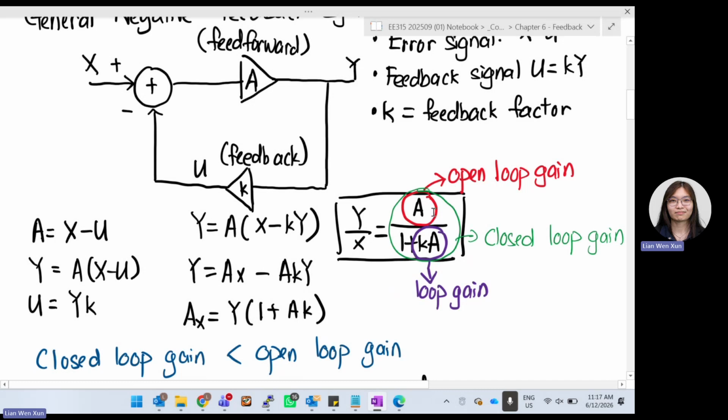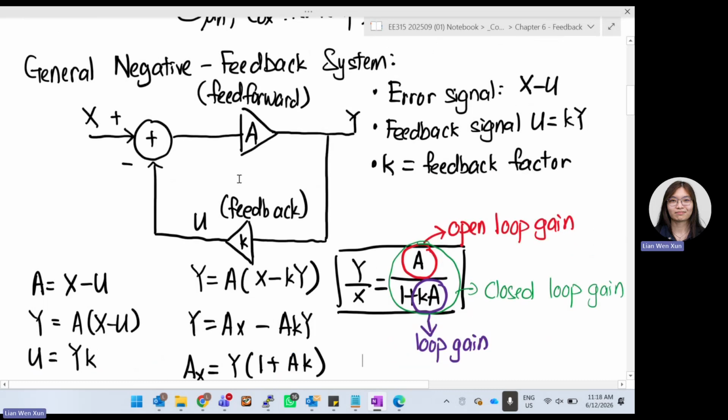So Y over X is equal to A over 1 plus Ka. From this term itself, you can see A is the open loop gain. Ka is what we call the loop gain. I will explain what exactly loop gain is later. And the whole term is the closed loop gain because we derive it from the whole closed loop system. Okay, you can have a look at this part first, because you need to understand this part before we can proceed to many different types of feedback systems. I'll give 2 minutes.